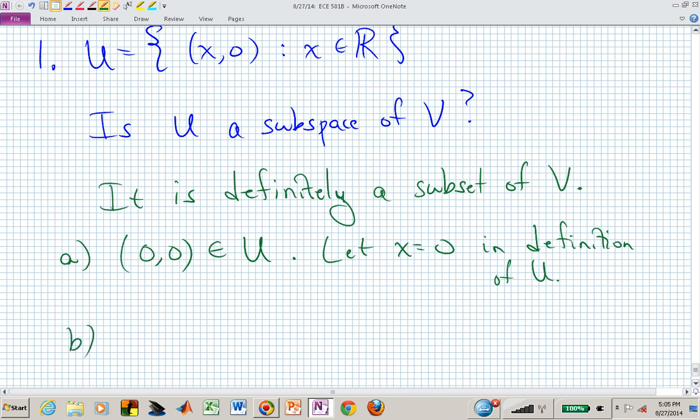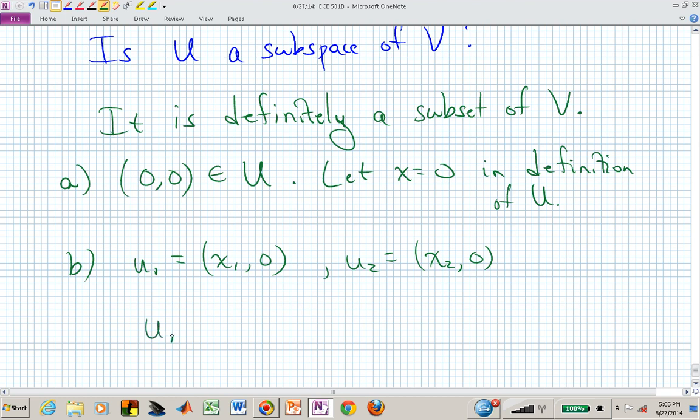Is capital U, this subset, closed under addition? So now pick an arbitrary U1, let's say that's x1, 0. An arbitrary U2, let's say that's x2, 0. Does U1 plus U2 belong to capital U? And it does, doesn't it?